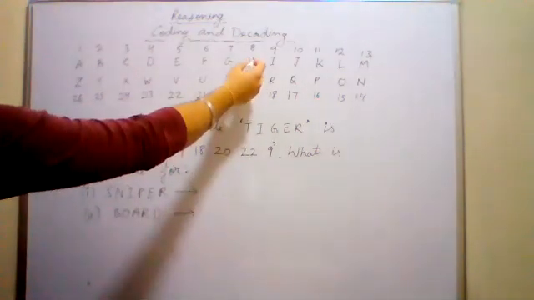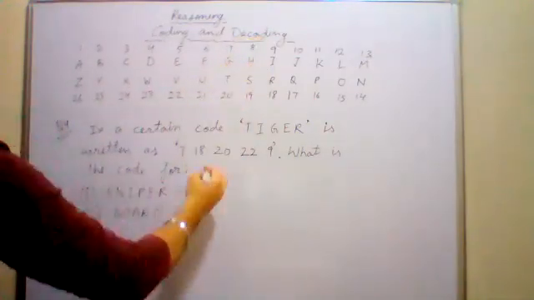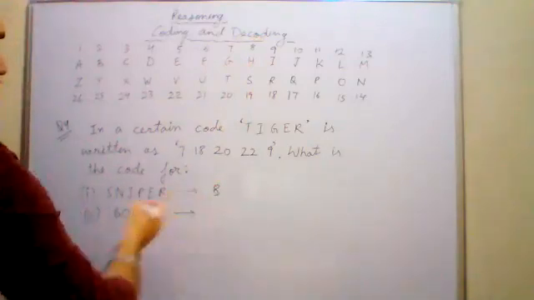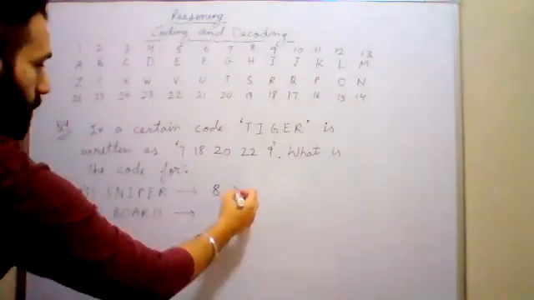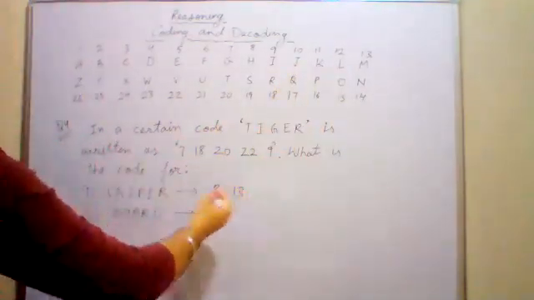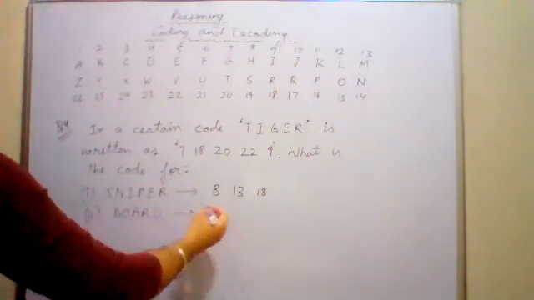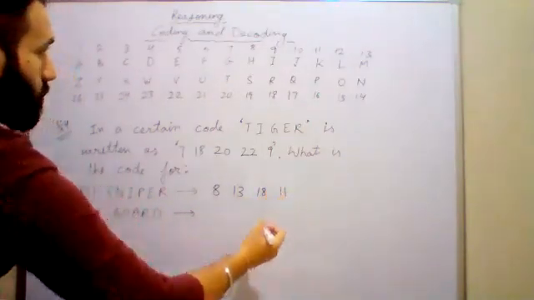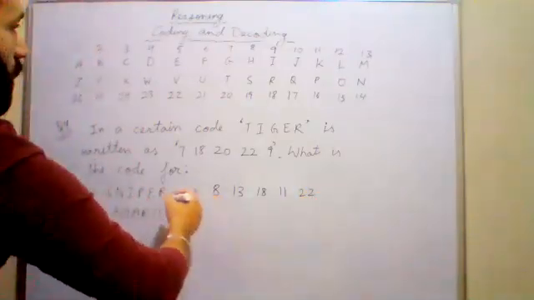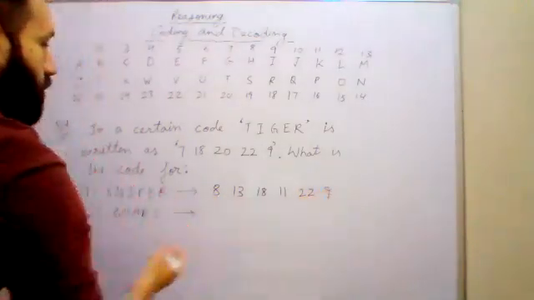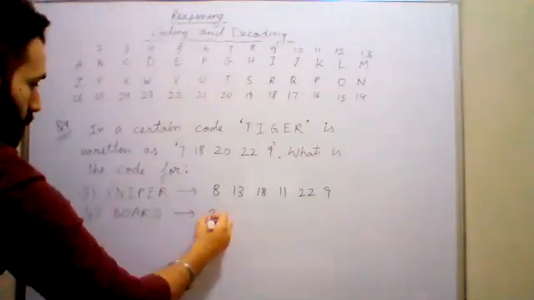Yeah, very good. S, the letter opposite to S is H, and the number for H is 8. First letter will be 8. N, 13. I will be 18. P, 11. E, 22. And R, 9. This is the answer for sniper. Let's see for board also.